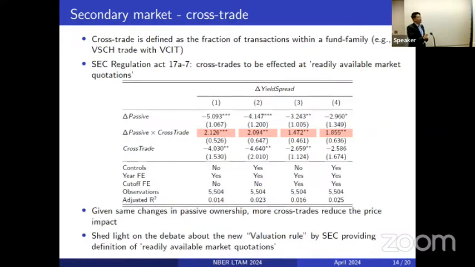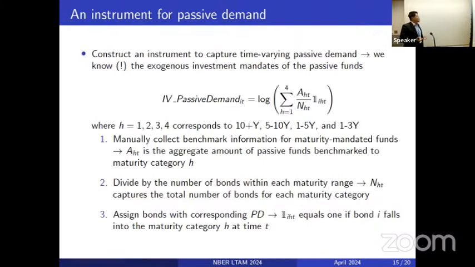So this new valuation rule took effect last year. Basically, this will enforce a much more restrictive definition of these readily available market quotes. As a result, the unintended consequence is that for all these maturity-mandated fixed income funds, they need to get a market quote when they need to execute the cross trade. However, because the fixed income market is relatively illiquid, it's relatively hard for them to get a market quote. So next, we want to look at whether or not there is some spillover to the primary market.